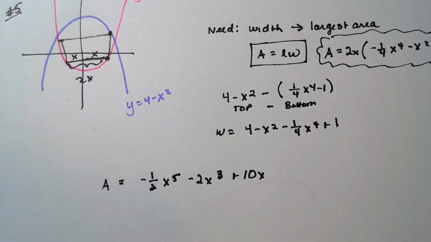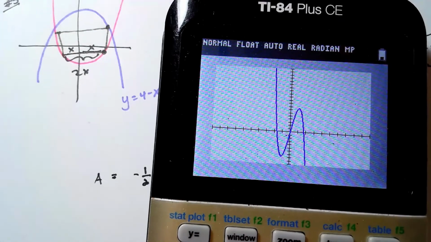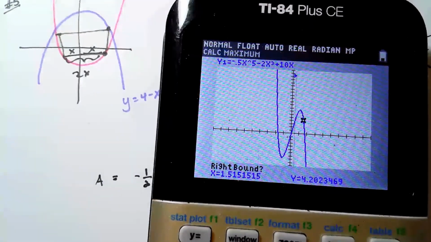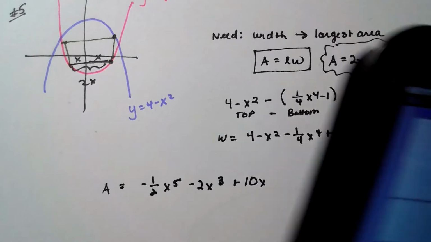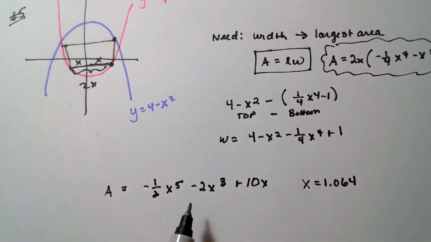Now, at this point, I could just graph this thing. So I'm putting this in my calculator, so bear with me a second: negative 1/2 x to the 5th minus 2x cubed plus 10x. I can hit the graph key, and I can do second calc maximum: a little to the left, enter, a little to the right, enter, and enter one more time. And so what I get is 1.064. Now, what is that? Well, that's the critical number if I were to take the derivative of this thing. If I take the derivative, set it equal to 0 and solve for x, that's what I'm going to get.